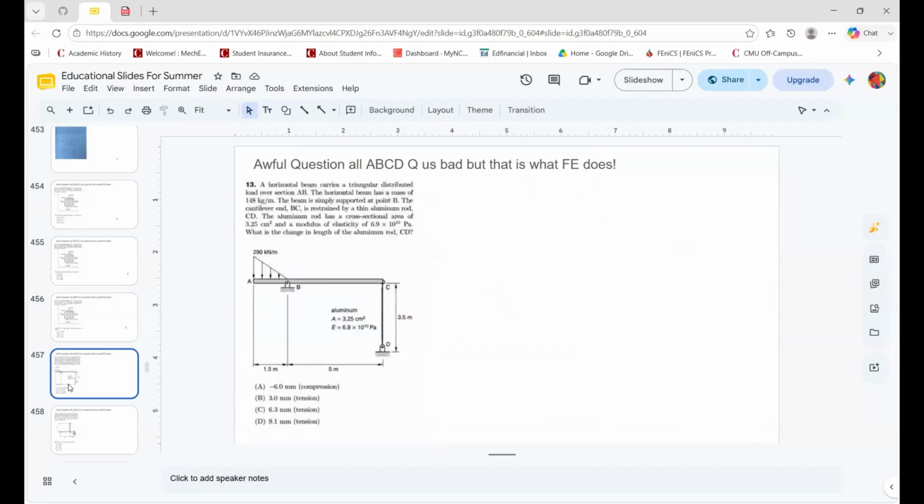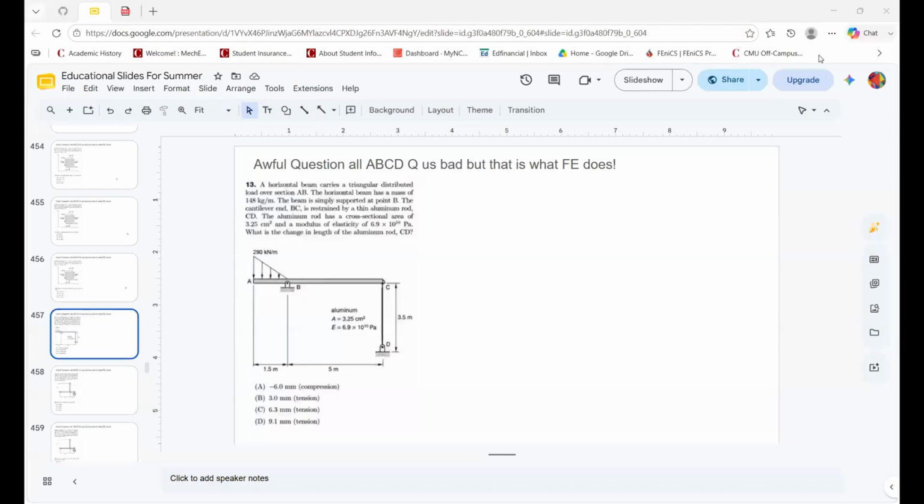A horizontal beam carries a triangular distribution load of section AB. The horizontal beam has a mass of 148 kilograms per meter, so there's an extra weight in there. The beam is simply supported at the point B. The cantilever end BC is restrained by a thin aluminum rod CD. The aluminum rod has a cross-section area of 3.25 cm squared and modulus of elasticity of 66.9 times 10 to the 10 pascals. What is the change of length of the aluminum?